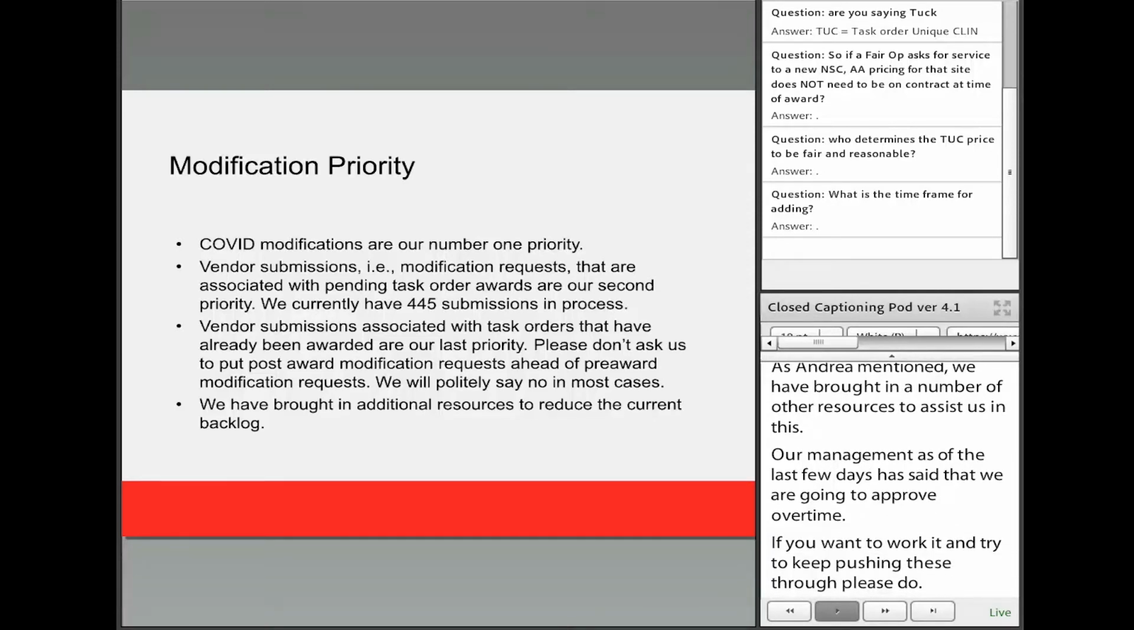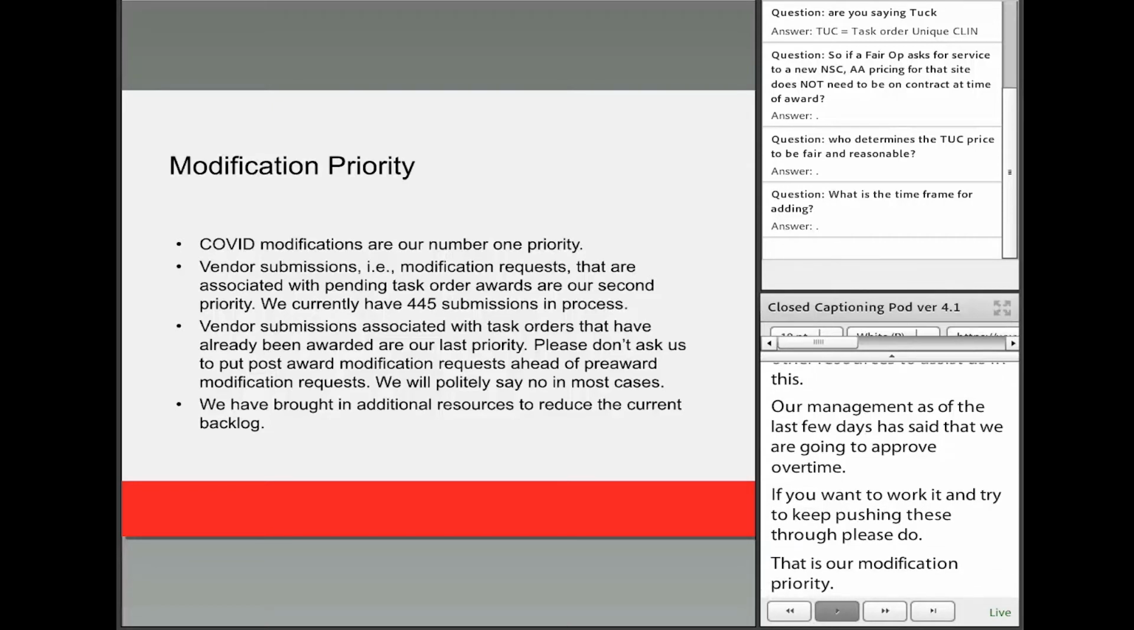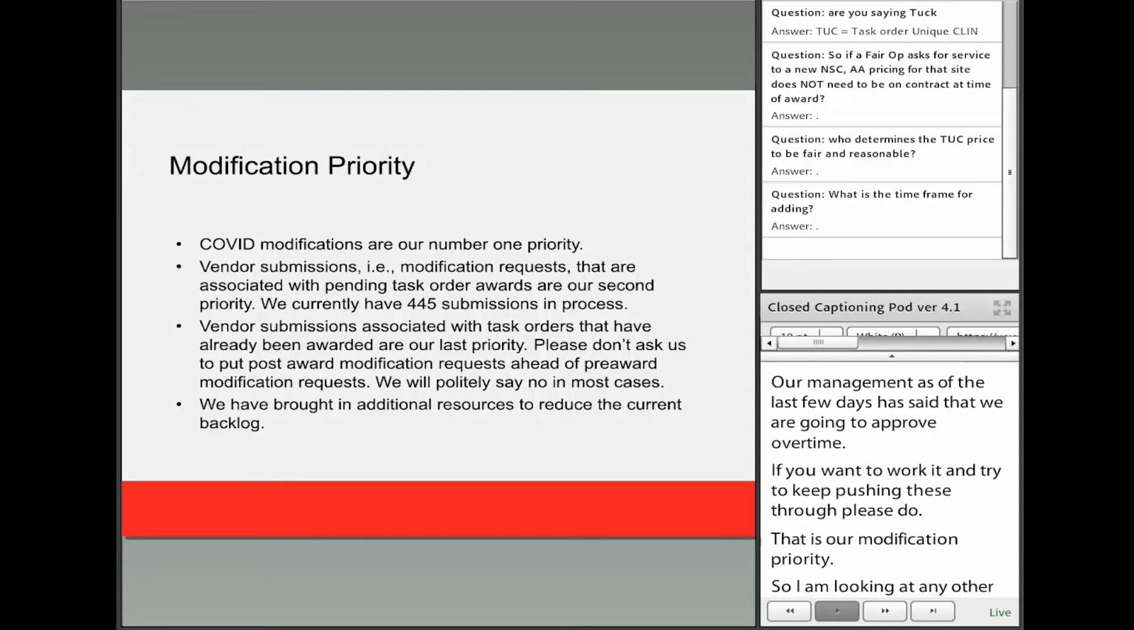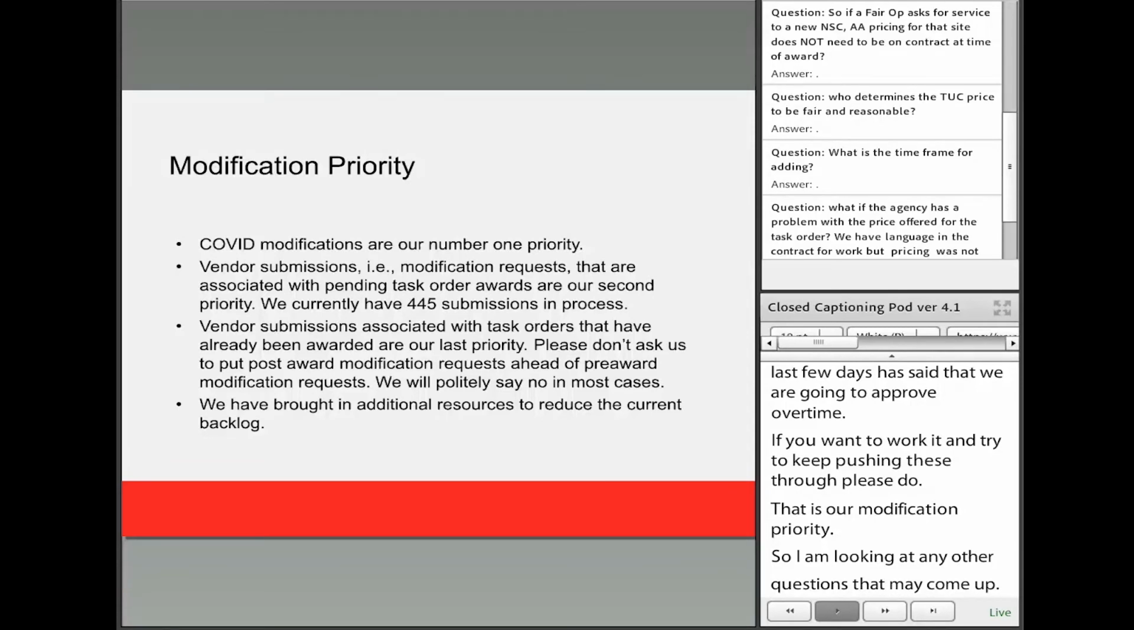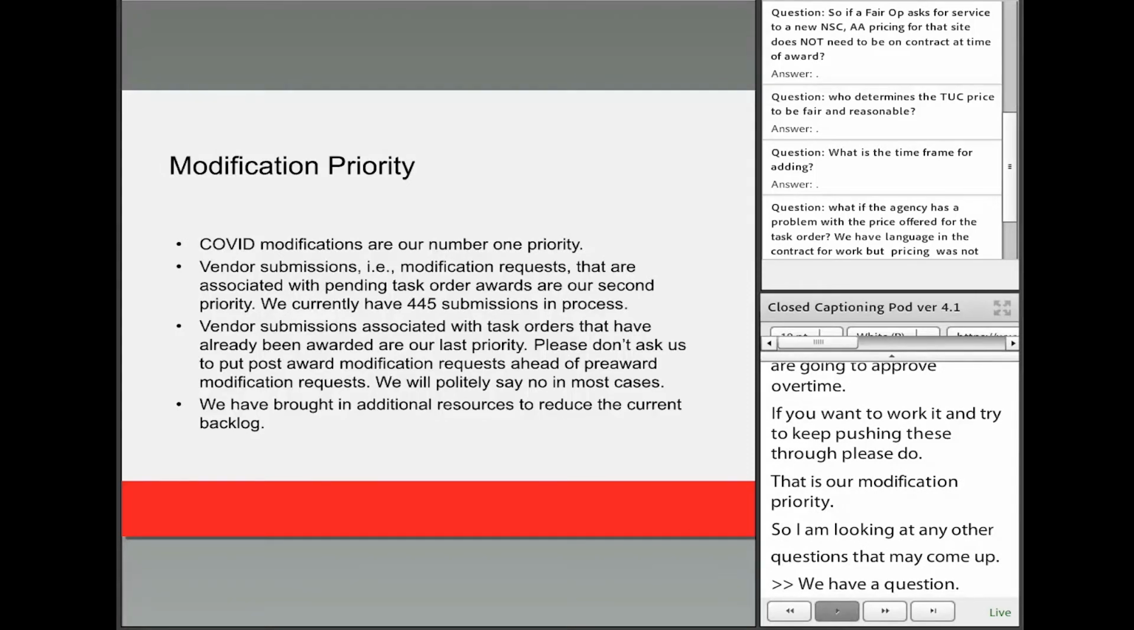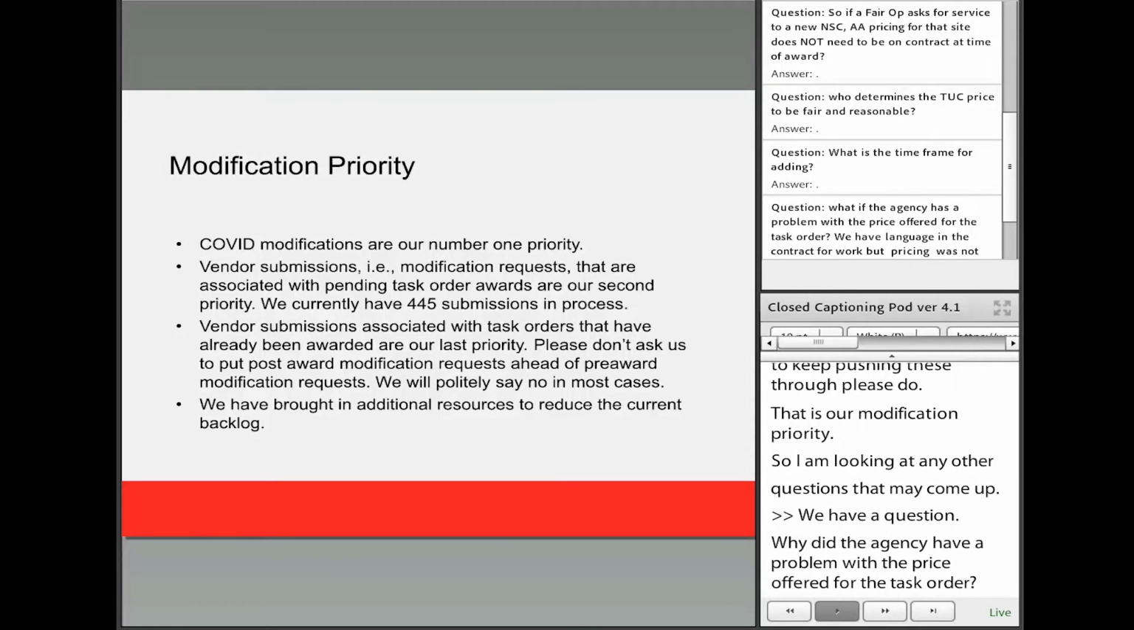So I'm looking at any other questions that may come up. So Tim, we have a question. What if the agency has a problem with the price offered for the task order? We have language in the contract for work, but pricing was not submitted. Sorry, Mary Ann, I'm reading it so I make sure I understand it.